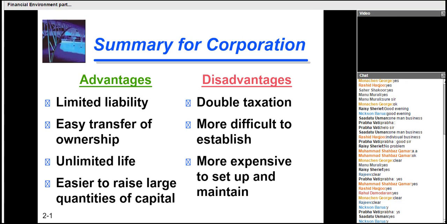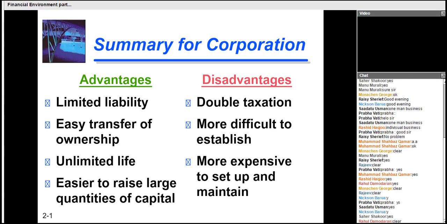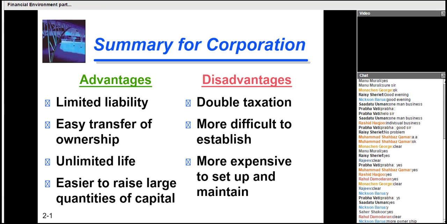She's saying double taxation. Why is it double taxation? Can anyone tell me, please? Let's see who gives me the answer. Whoever gives me the answer, I will have a prize for him or her. Rajiv is typing. See, the competition is going on now.